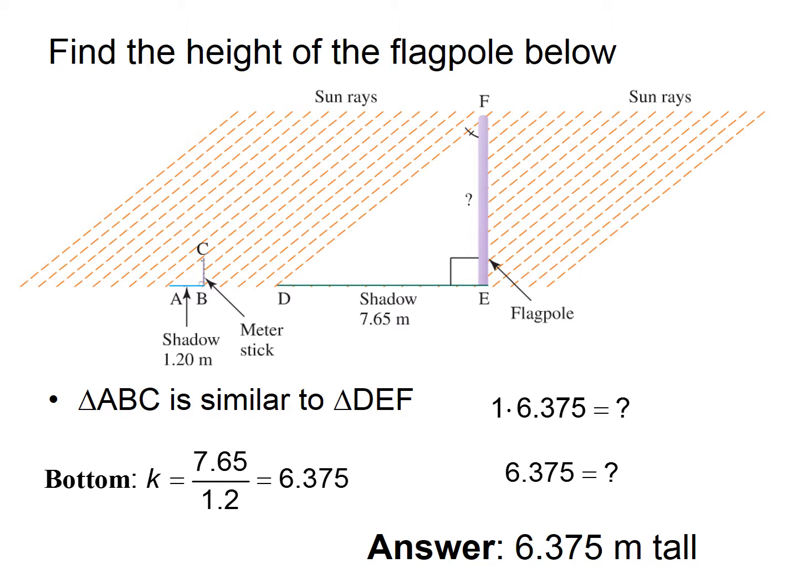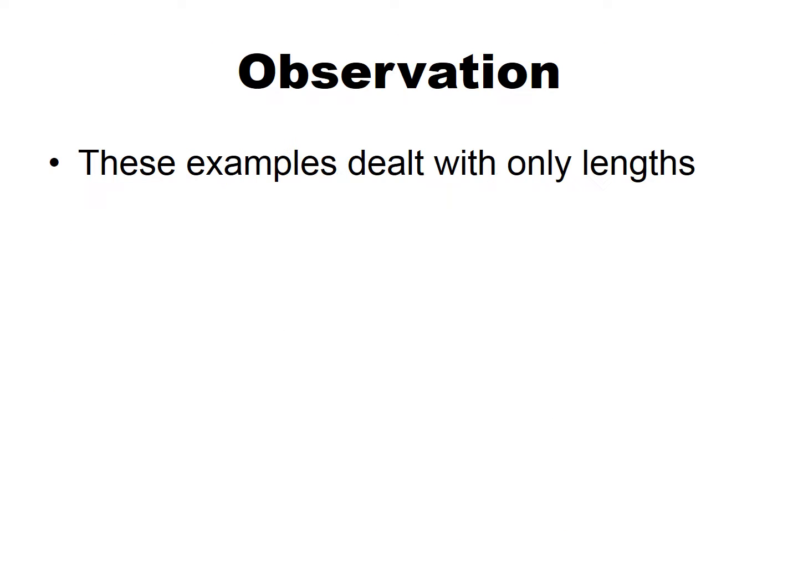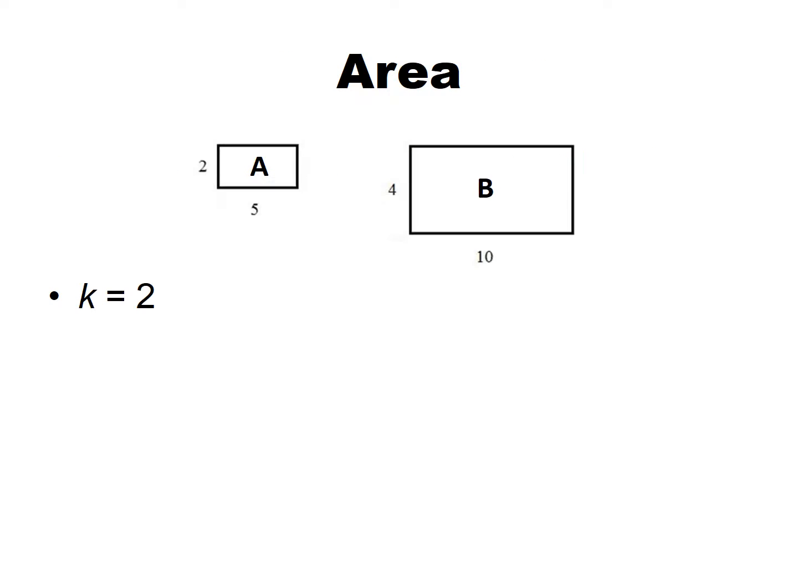So there's a simple application of similar triangles and parallel lines to find the height of a flagpole. Now, one observation here is that these examples that we've done only dealt with lengths, and we went from length in one similar object to the length in another similar object by multiplying by k. In our next example, we're going to look at areas, and then lastly, we're going to look at volumes to see how things are similar and how different.